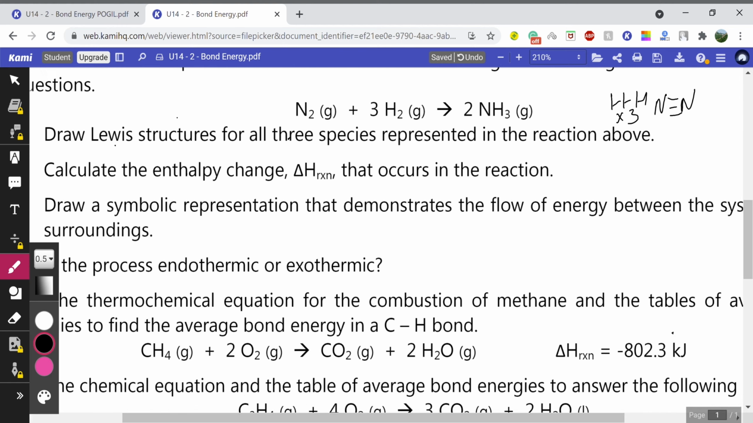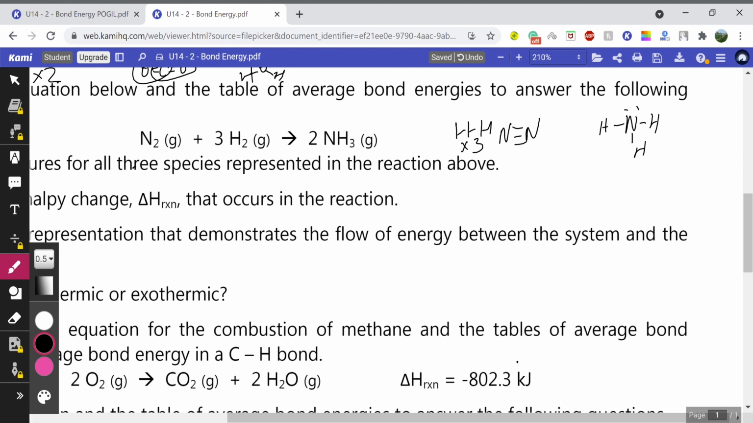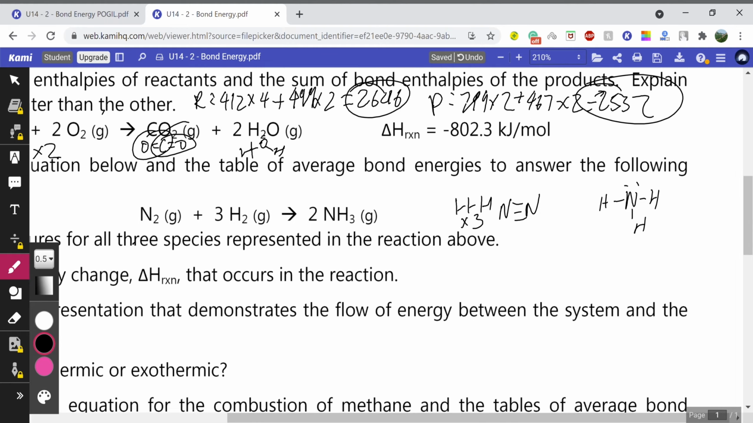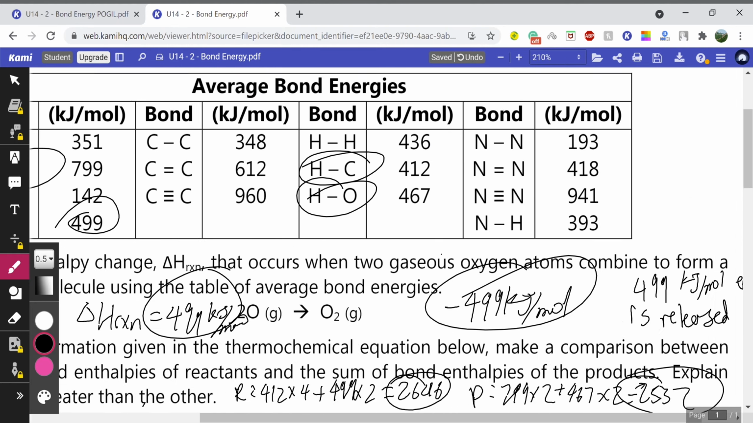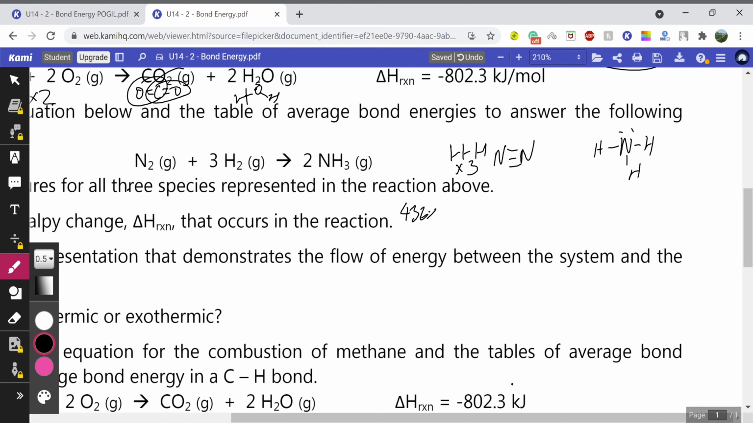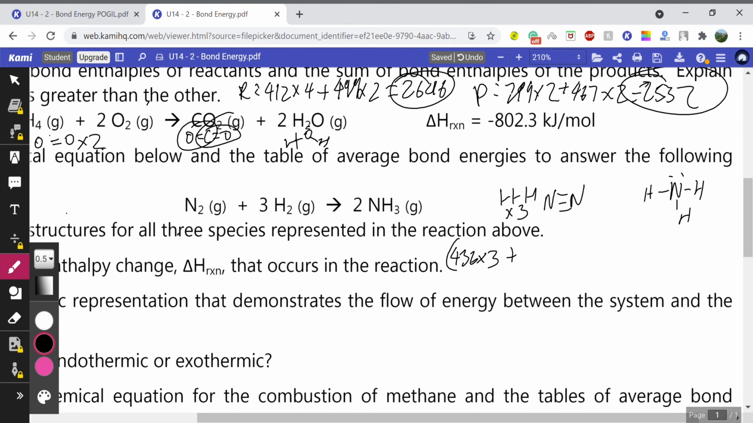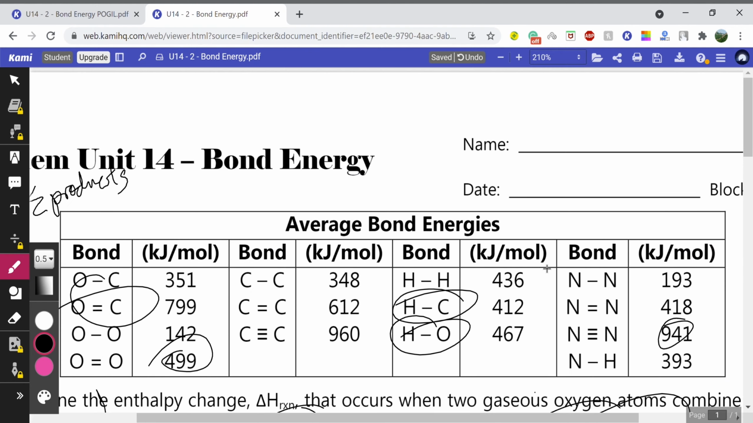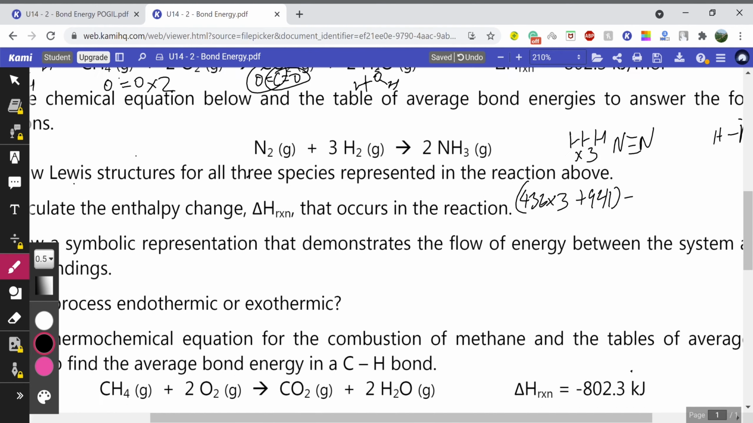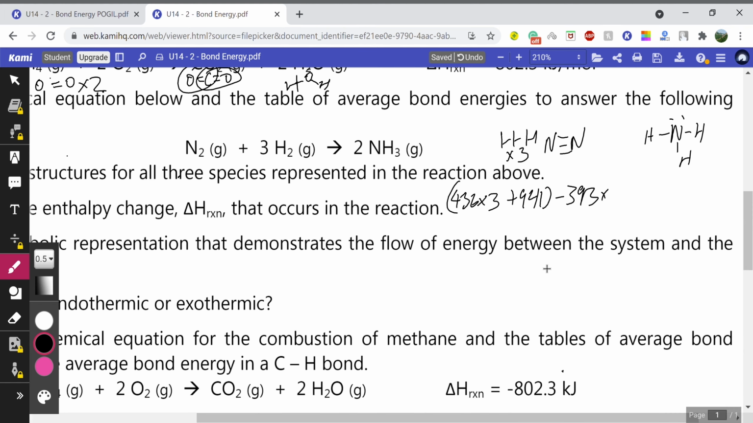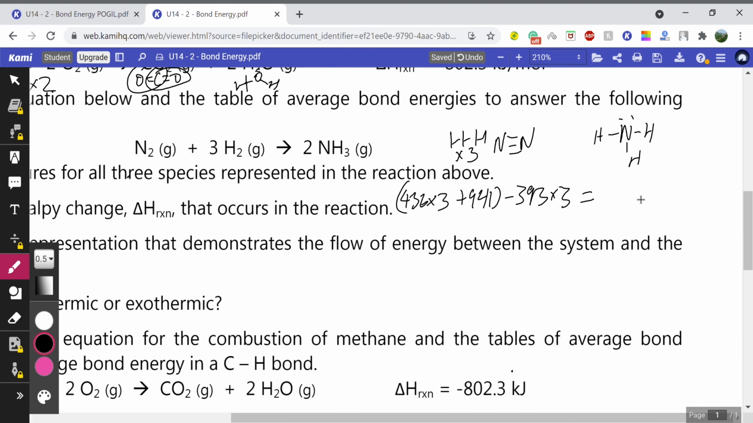Now part B, calculate enthalpy change. Alright, great. Enthalpy change is reactants minus products. So what is the H bond? H dash H is 436. 436 times 3, plus the N triple bond, which is 941, minus our product, which is the H dash N bonds times 3. H dash N is 393 times 3. Let's see what this will give us. 436 times 3 plus 941 minus 393 times 3. We get 1070 kJ per mole.